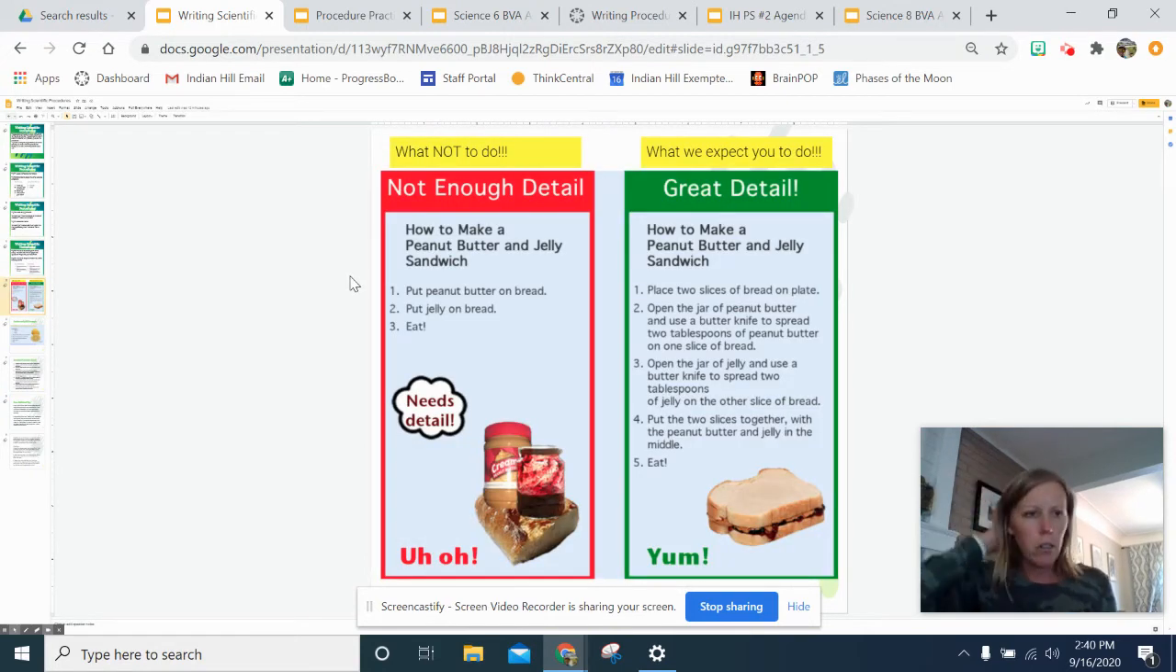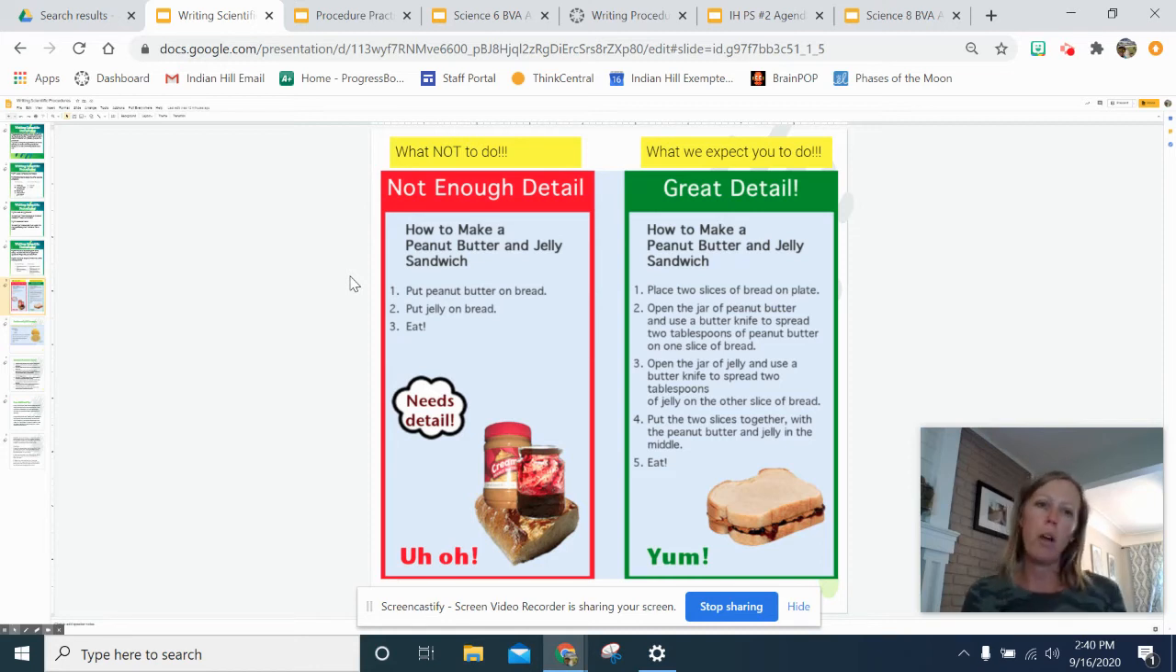All right, next tip. I'm sorry, we're going to take a little break from tips to look at a good example and a bad example. So, how to make a peanut butter and jelly sandwich, okay? I just found this one online, so I'm using it because it's quick and easy. So let's start with the non-example on the left. Not enough detail, not explicit, not enough action verbs.